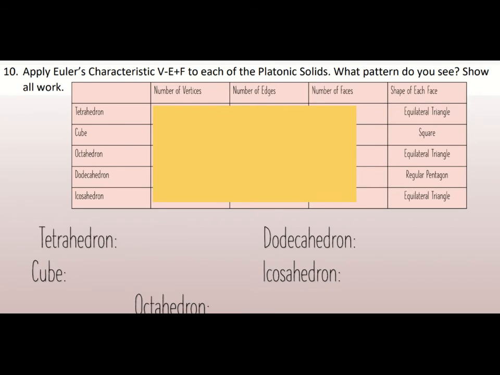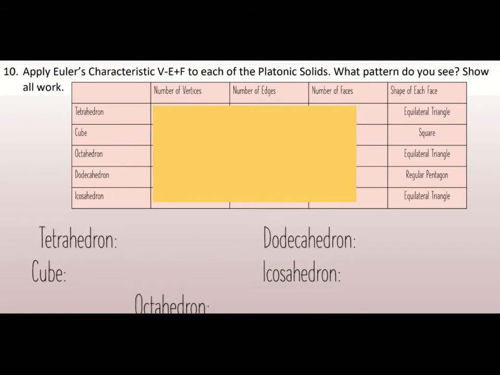Once you fill in your table, it'll be really easy for you to apply Euler's characteristic, because you have your vertices for V, edges for E, and F for faces in this formula. Okay, I will do one of them, but I know y'all can do this on your own.